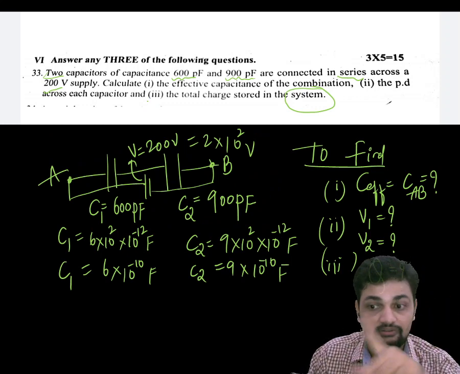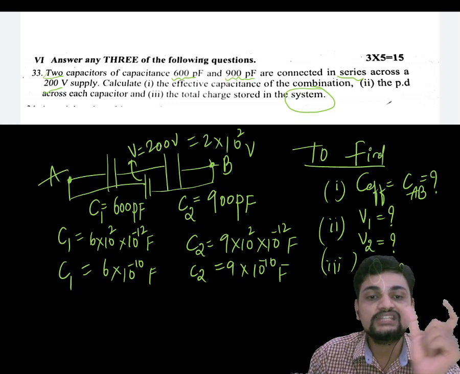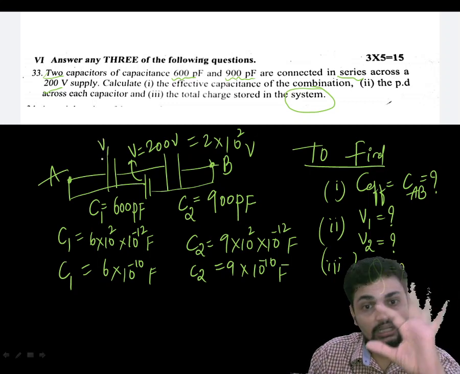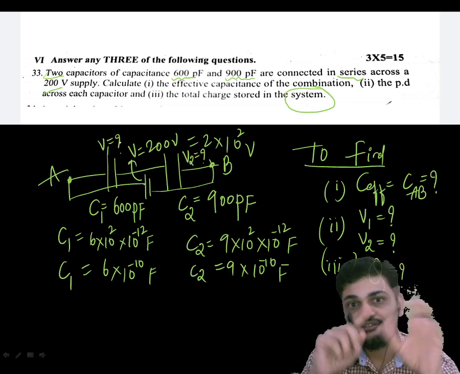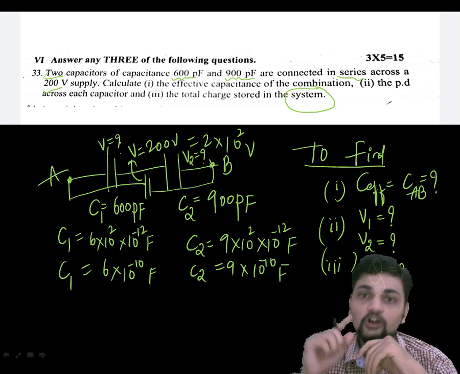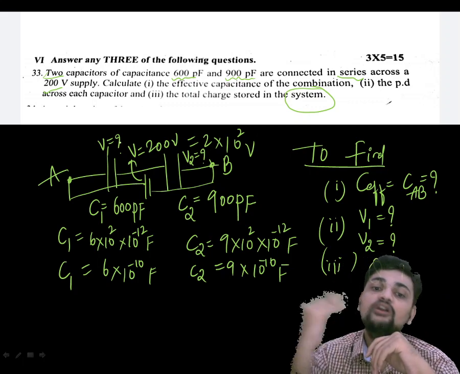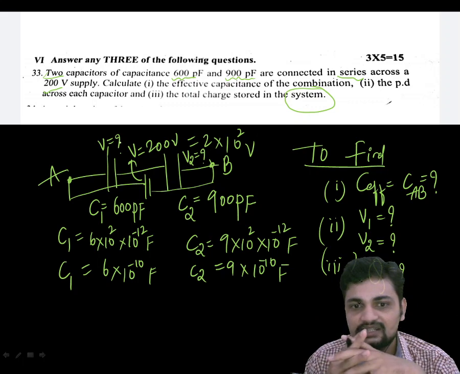Now, V1 and V2, the potential across each of them. Total potential is 200 volt, and V1 and V2. One hint here is, after finding V1 and V2, if you add them, you should not get an answer more than 200 volt. See, the supply itself is 200 volt.